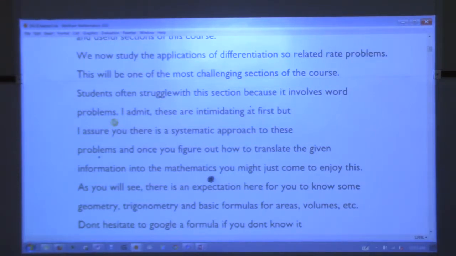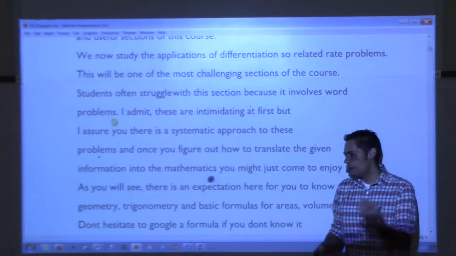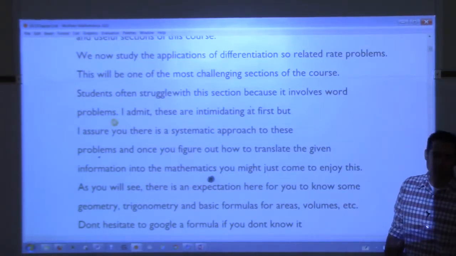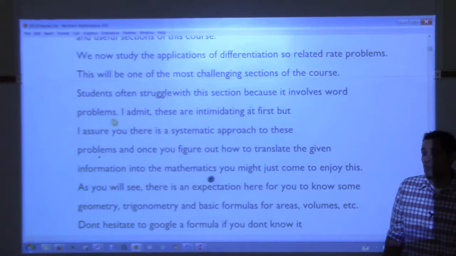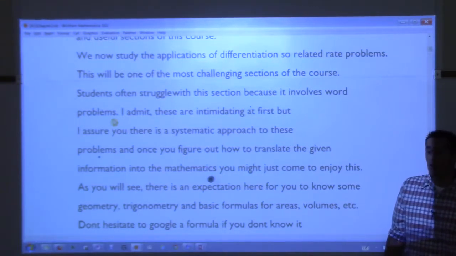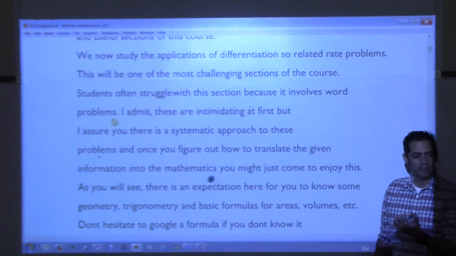As you'll see, there's an expectation here for you to know some geometry, trigonometry, basic formulas, areas, volumes, etc. So I do have an expectation right now that you know the area of a circle, that you know the area of a triangle, that you know the circumference of a rectangle, that you know, there's a lot of different things that you're going to need to know. Or you're going to need to know where to get them. And on your formula sheet, there are formulas there for, like, does anyone here know the area of a sphere? Or is that volume?